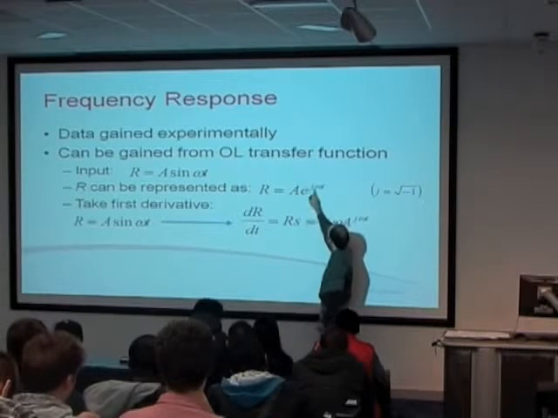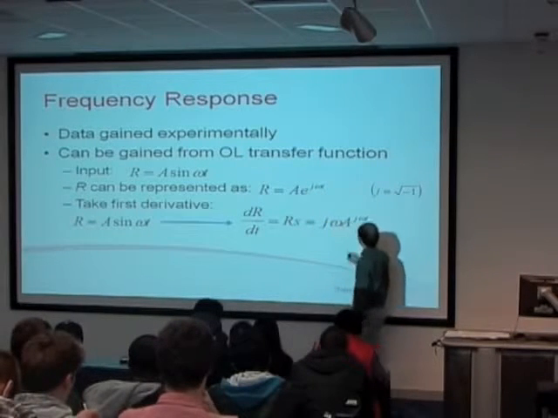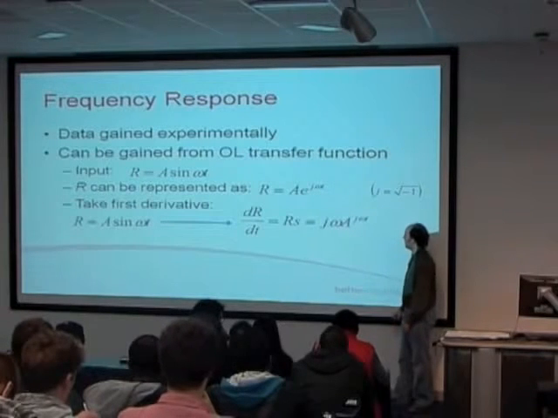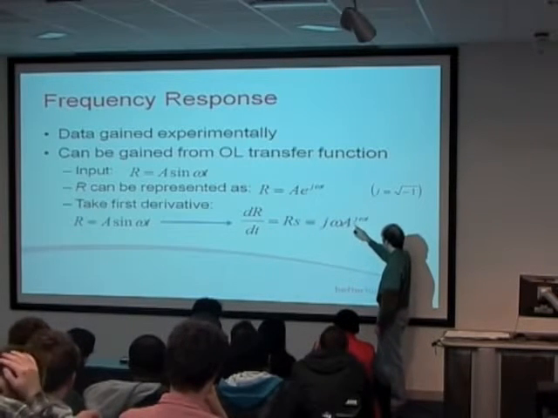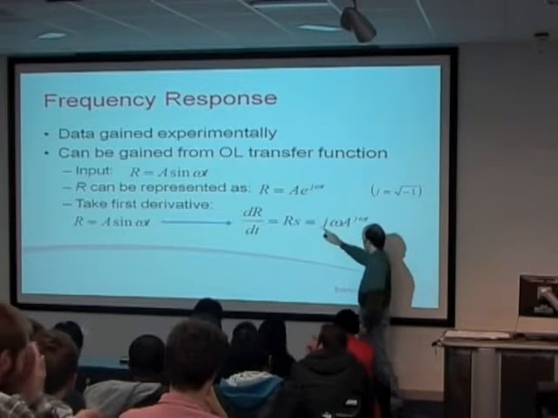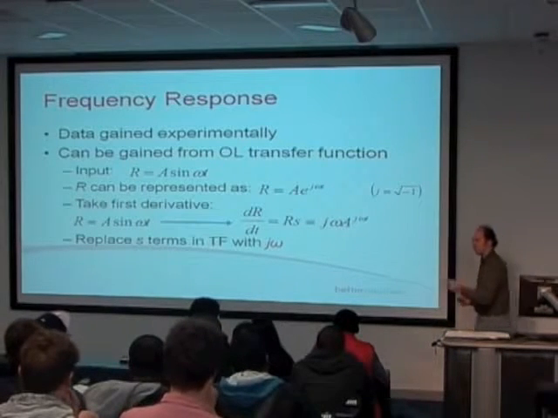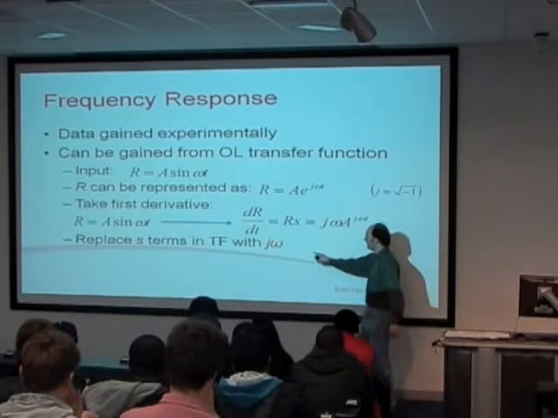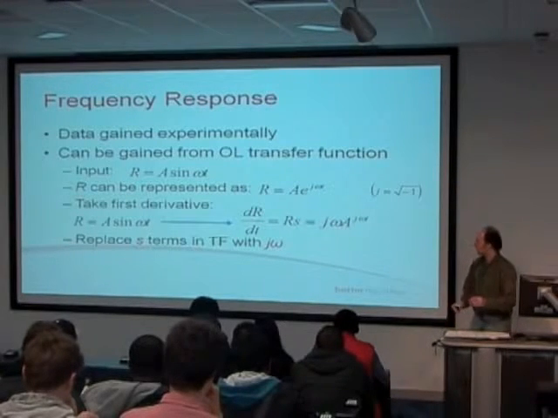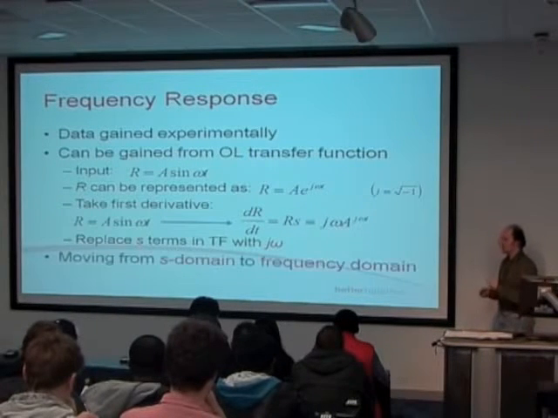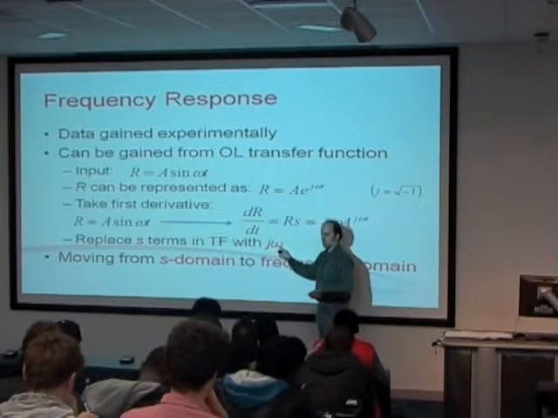But if we take the first derivative of this, what you do is e to the power of something, you have to take the derivative of whatever it is to the power and bring that out. So we've got a j omega, so the j omega comes out here. And we said r equals A e to the power of j omega t. Well, we can replace this with A j omega e to the power of j omega t. And so s equals j omega. And so what you do is you take your transfer function in the s domain, and everywhere you see an s, you replace it with j omega. And this allows us to move from the s domain to the frequency domain. And we've got a frequency domain where the driving frequency is omega.